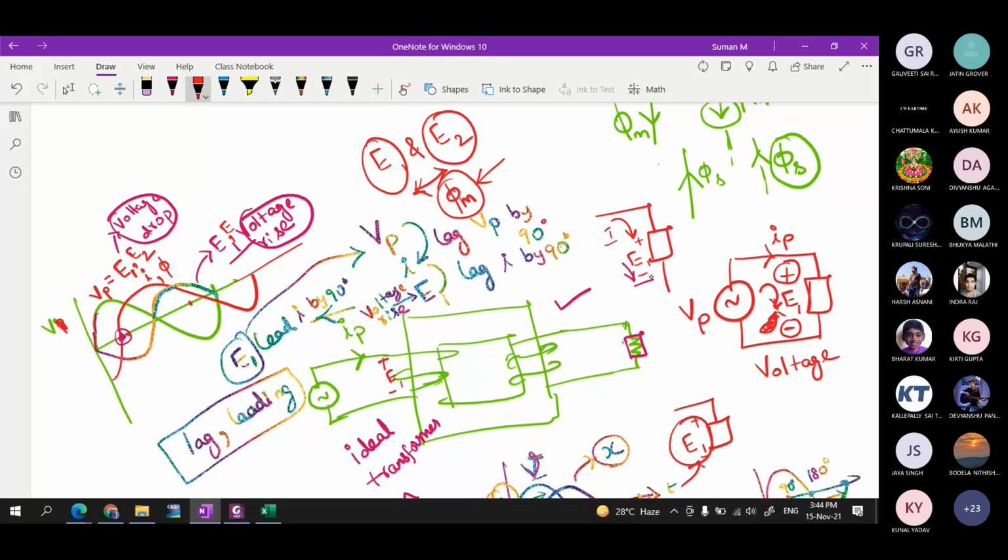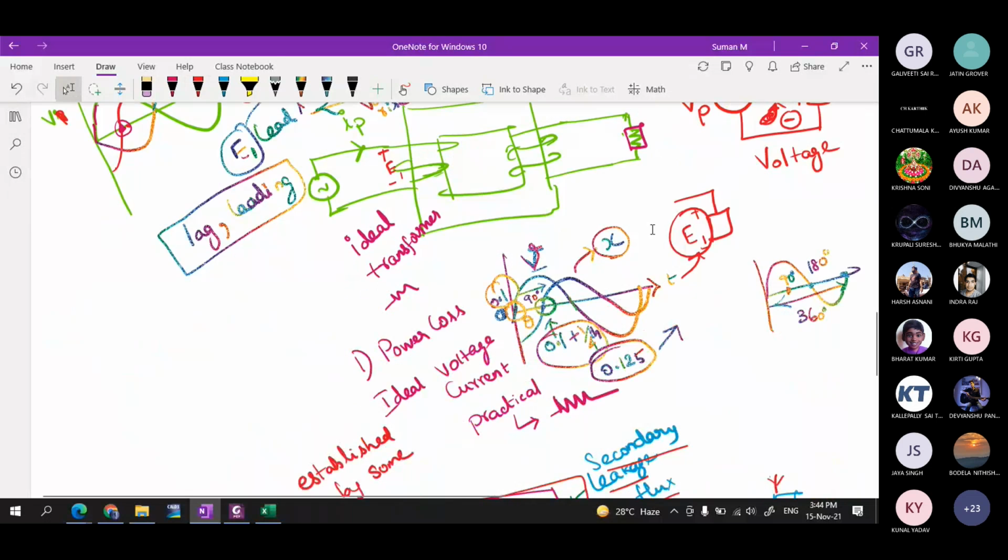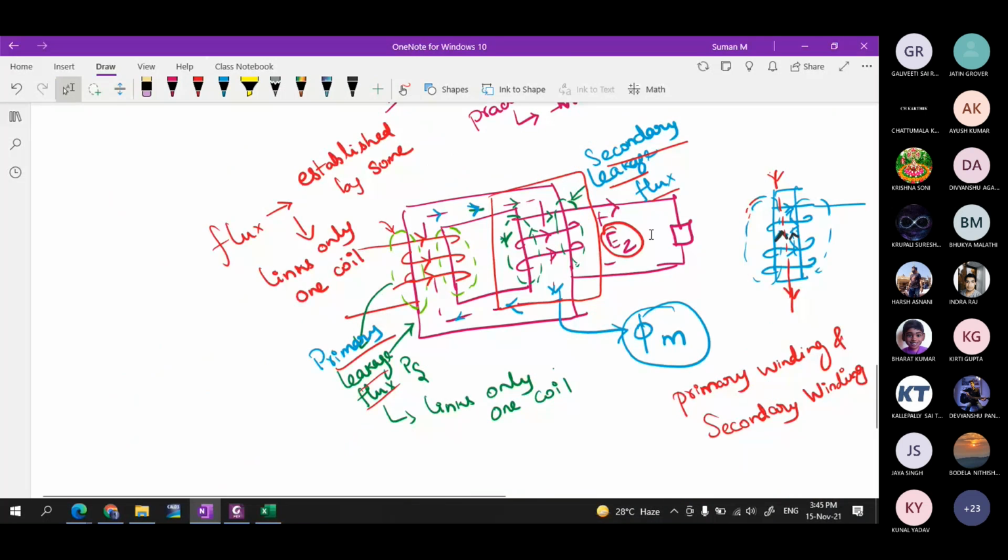The mutual flux will be there, so that is going to induce EMF on both the sides, given by E1 and E2. Let us go into detail so that it will be easy to understand. Now we had considered lossless flux.